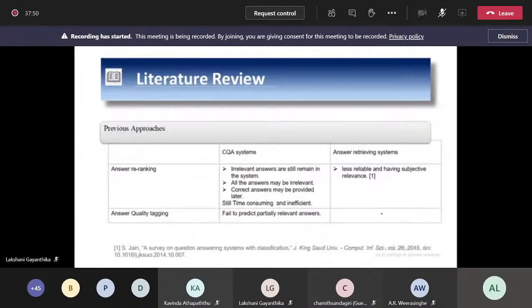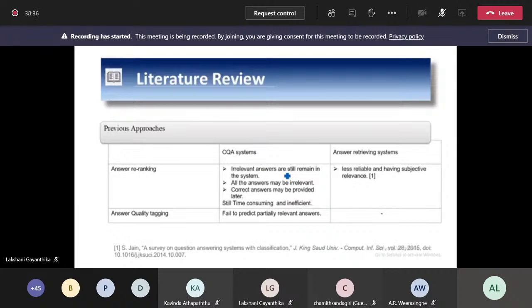If we look at the previous approaches, the main approach they have taken is answer re-ranking. Answer re-ranking doesn't remove irrelevant answers from these systems. So in CQA systems, it is inefficient because irrelevant answers still remain in the system. And there can be situations where all the answers may be irrelevant, so there's no point in re-ranking irrelevant answers. And since these systems are highly manual and need high user involvement, the correct answers may be provided later. So until then, they have to re-rank irrelevant answers.